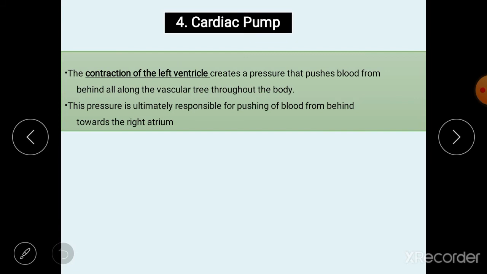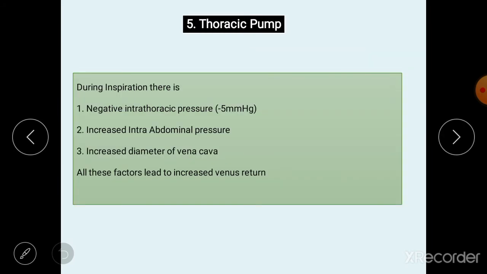So the contraction of the left ventricle creates a pressure that pushes the blood from behind all along the vascular tree throughout the body. This pressure is responsible for pushing the blood from behind towards the right atrium. So if there is any disorder of the left ventricle, or the left ventricle is not pumping properly, the force from behind on the blood reduces, and it cannot efficiently pass through the circulatory tree and reach back towards the right atrium. So any disease of the left ventricle would reduce the venous return.